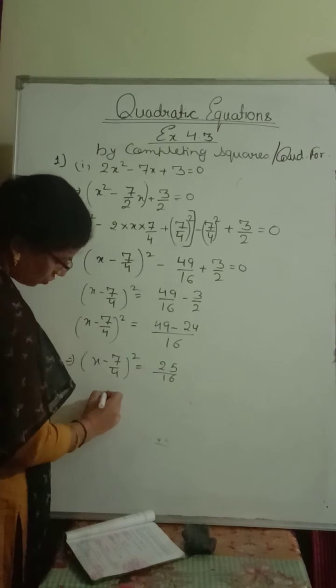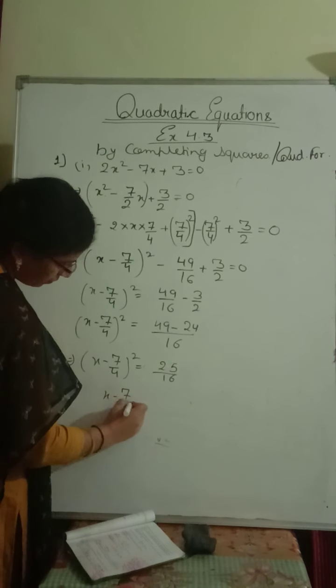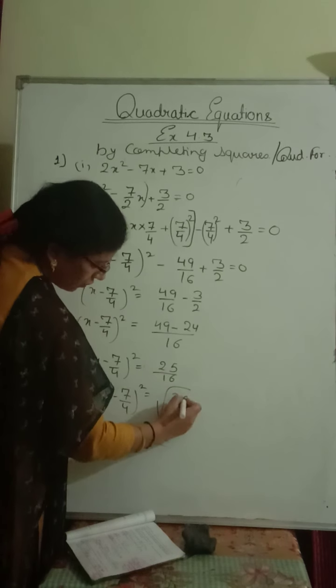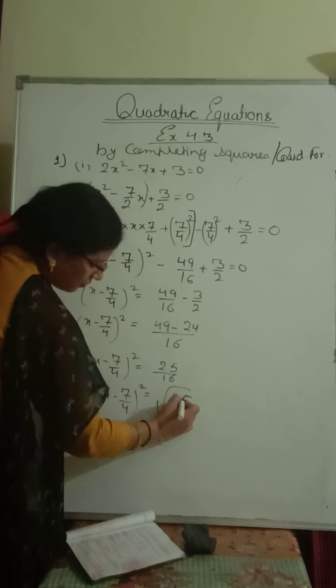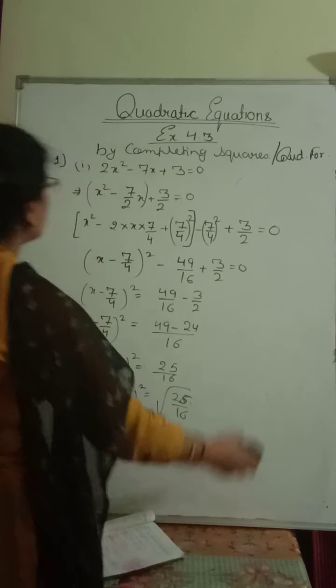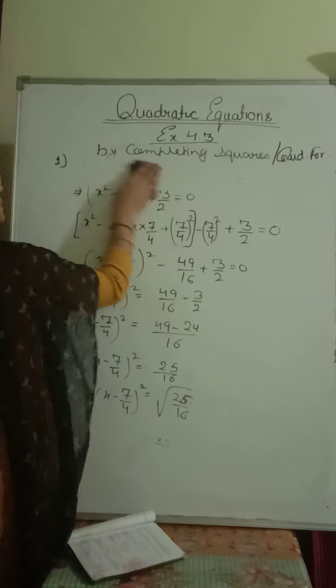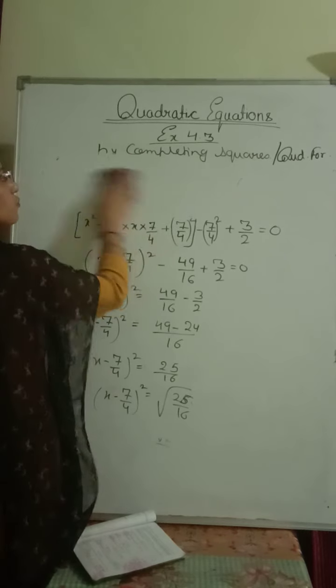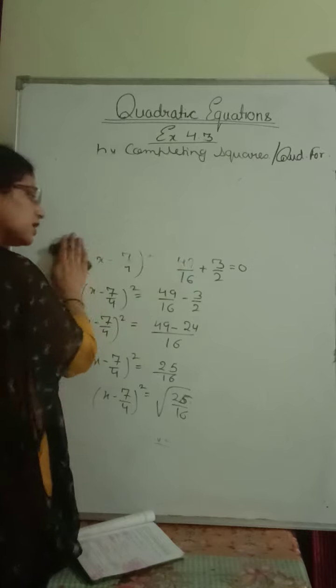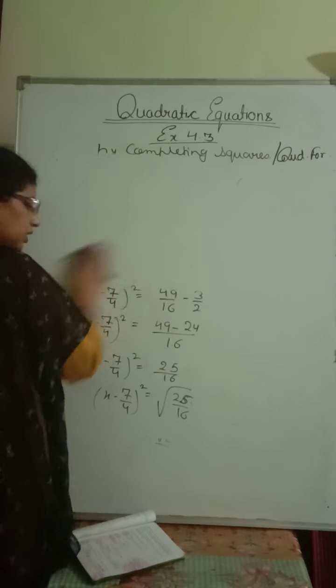Square ko idhar send karo. So (x minus 7 upon 4) whole square is equal to square root of 25 upon 16. Why are we doing all these steps? We want to find the value of x. For finding the value of x, we have to solve the equation by completing the square. So completing the square karke hum are solving the equation.